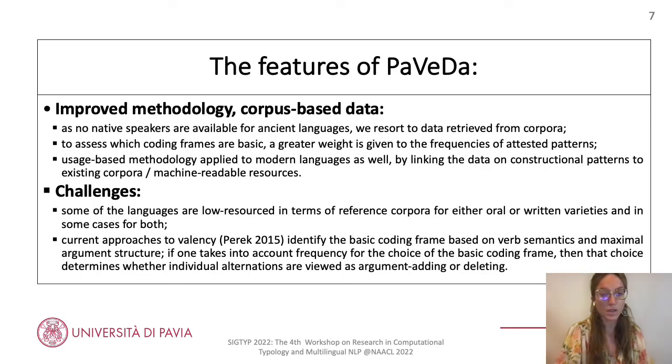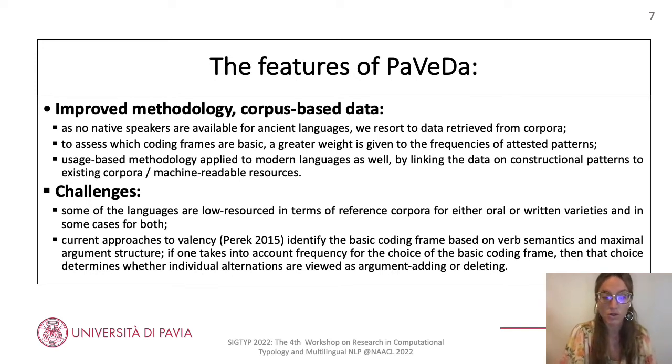As no native speakers are available for ancient languages, we resort to data retrieved from corpora. To assess which coding frames are basic, a greater weight is given to the frequencies of attested patterns. Usage-based methodology has been applied to modern languages as well by linking the data on constructional patterns to existing corpora and machine-readable resources. However, some of the languages are low-resourced in terms of reference corpora for either oral or written varieties, and in some cases for both.